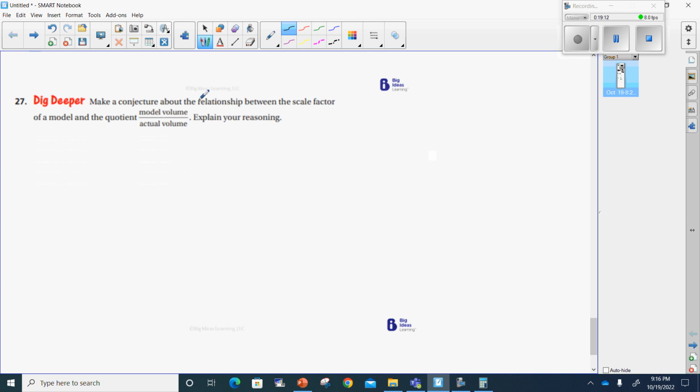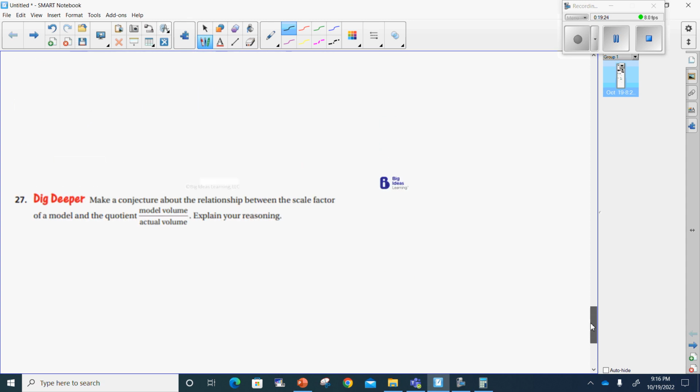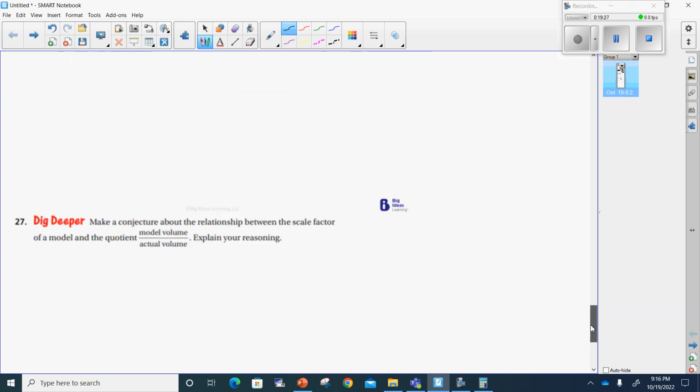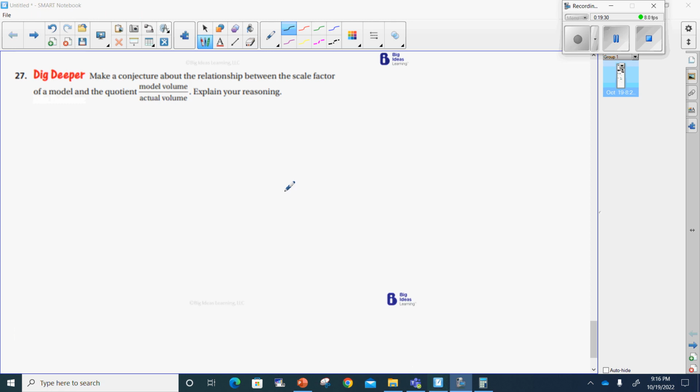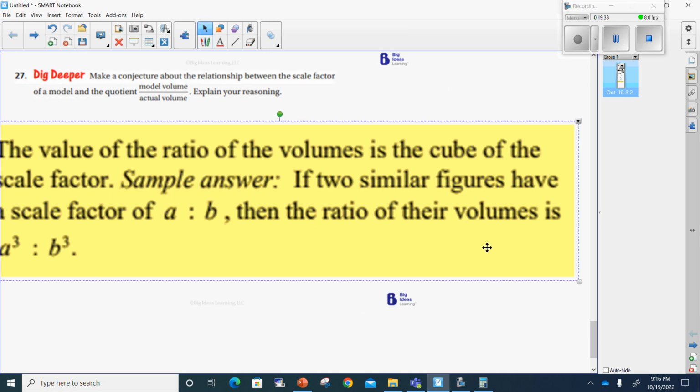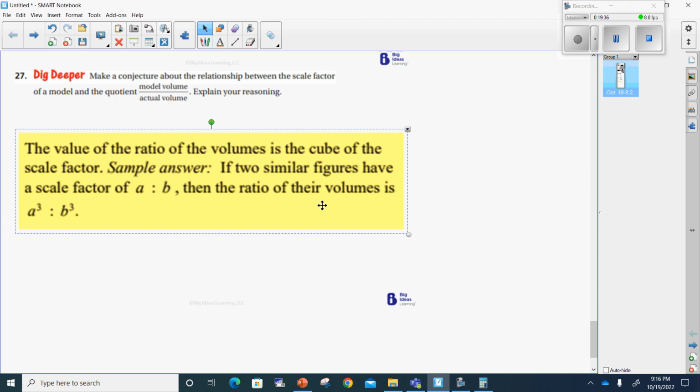See number 27, make a conjecture about the relationship between the scale factor of a model and the quotient of the model volume and the actual volume. Explain your reasoning. This is my last question here, so I might as well just give it to you. All right, so when I paste it here, it says that the value of the ratios of the volumes is the cube of the scale factor. Sample answer, if two similar figures have a scale factor of A to B, then the ratio of their volumes is A cubed to B cubed, all right?